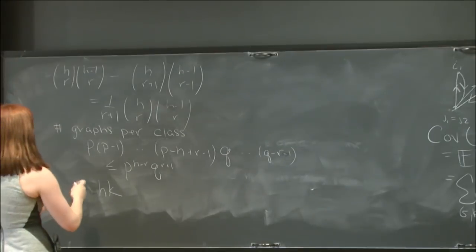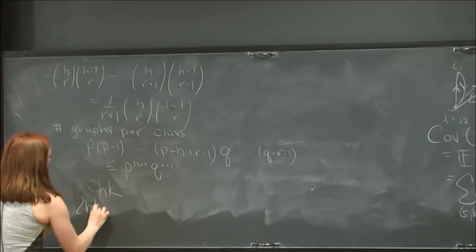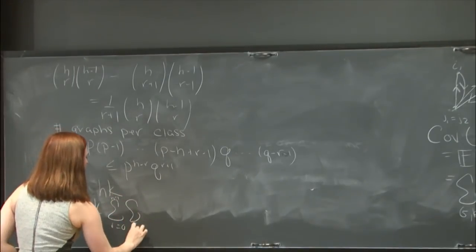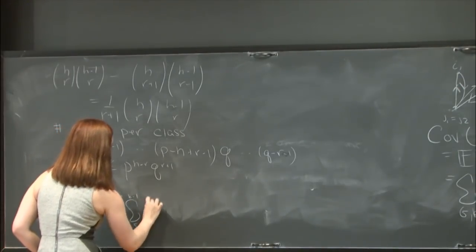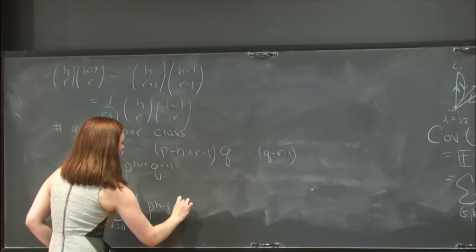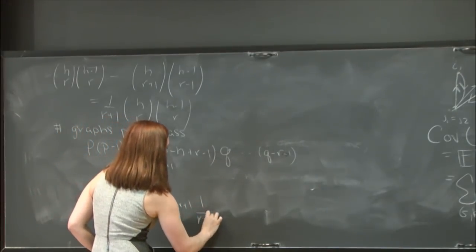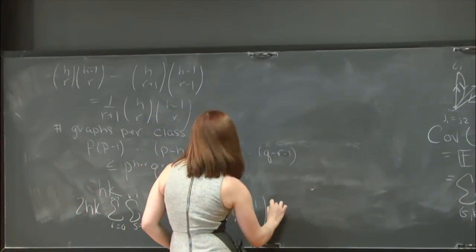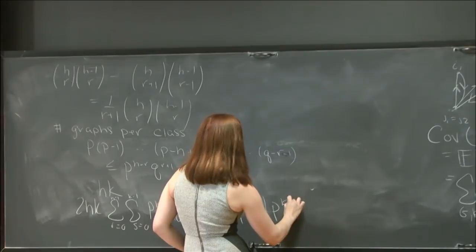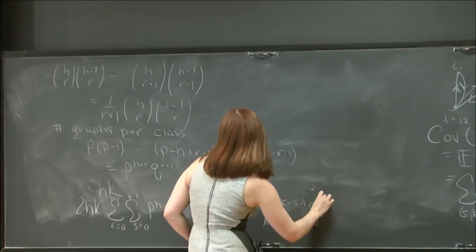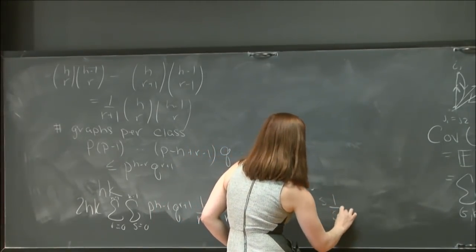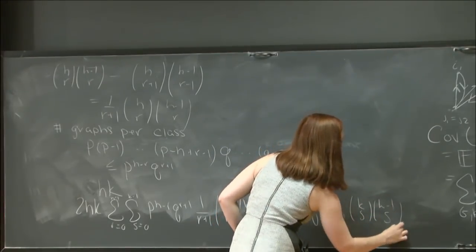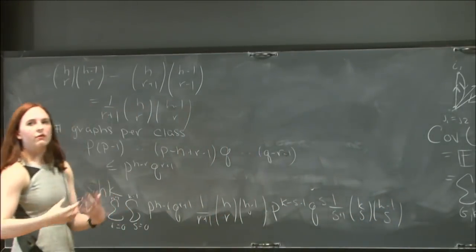So putting this all together, I get a term 2HK, sum over R from 0 to H minus 1, sum over S from 0 to K minus 1, and then all of the things from my first one, and so on. So for the K graph, I get K minus S minus 1 for the next vertex, K choose S, K minus 1 choose S. So that takes care of the first case.